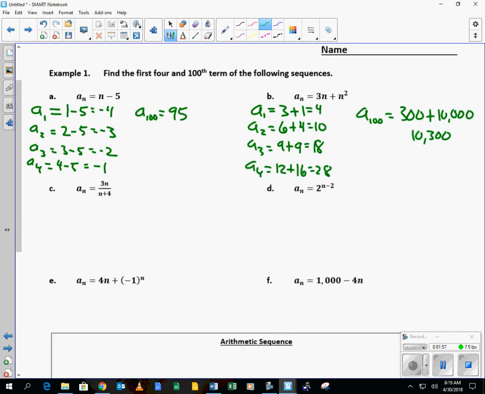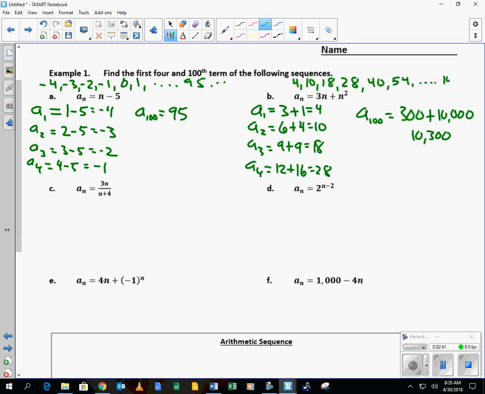Now, if you look at these sequences, it's important to note the way they look. Negative 4, negative 3, negative 2, negative 1. Could you predict the next number to come after that? It would be 0, and then 1, and so on and so forth, up to 95. And in this one, this is a little bit trickier, but we have 4, 10, 18, 28. Could you predict the next one? Goes up by how much? 6, then 8, then 10, so 38, then 12, so 50, so on and so forth.